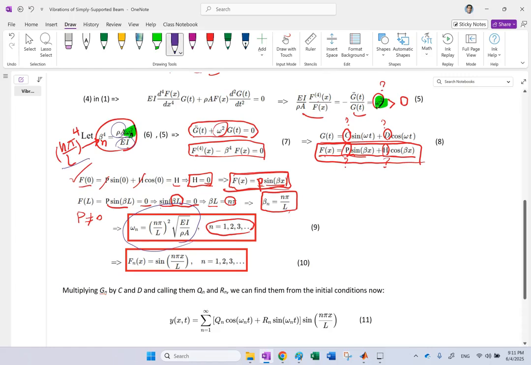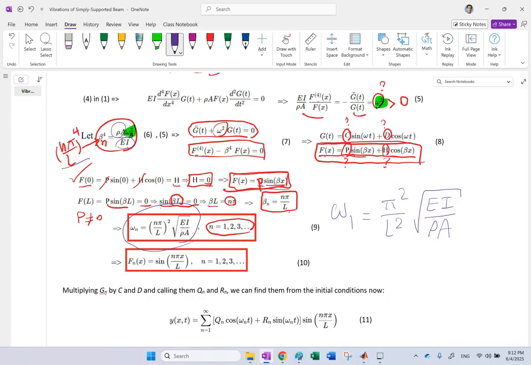So here I found the nth natural frequency of a simply supported beam. If somebody says, what is the natural frequency of a simply supported beam? This is it: n pi over L squared, square root of EI over rho A. For instance, what is the first natural frequency? Just plug in 1 here. It is going to be pi squared over L squared, square root of EI over rho A. Okay, so that is the first natural frequency of this simply supported beam. Then we have the second, the third, and so on and so forth. So this is the first thing that we found, the natural frequency.